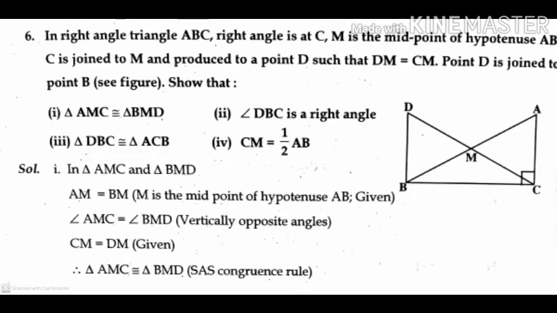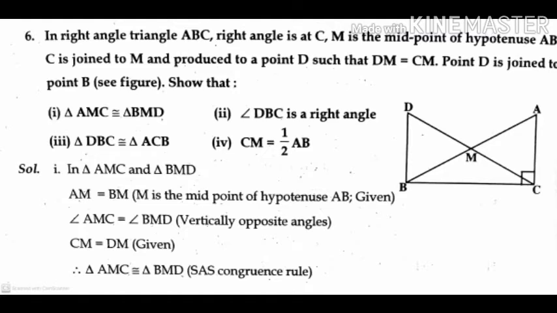In right angle triangle ABC, right angle is at C. M is the midpoint of hypotenuse AB. C is joined to M and produced to point D such that DM is equal to CM. Point D is joined to point B. Show that first question: triangle AMC is congruent to triangle BMD.